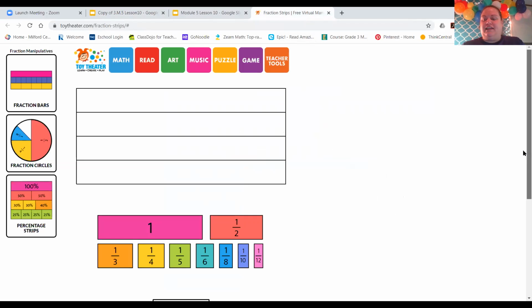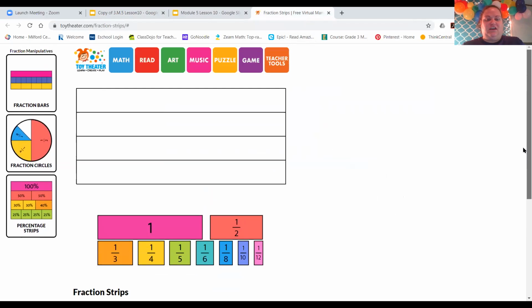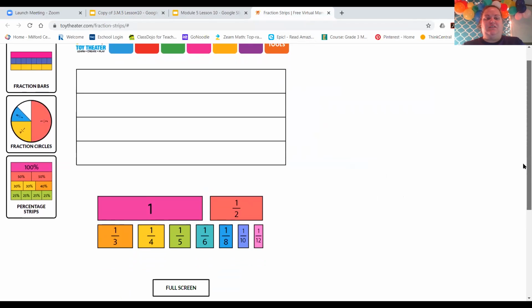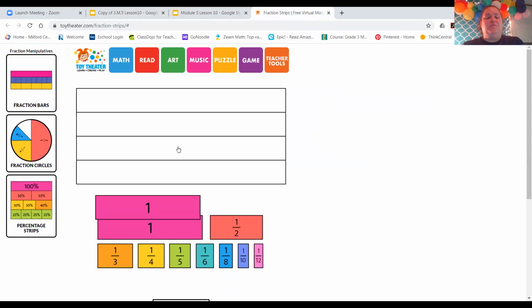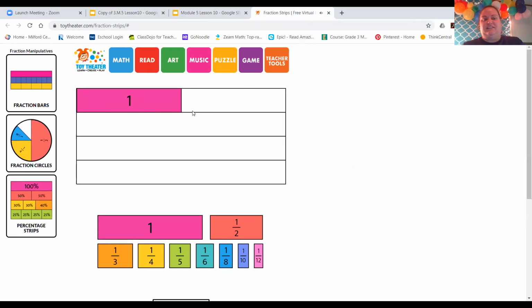It's called toytheater.com fraction strips, so that you can do this on your own if you choose. I like this one because you can play with the tiles any way you want to, but it does get a little frustrating because it doesn't take up the whole strip, but that's okay. So when we're looking at fractions, we're comparing the pieces of them. So this is one whole piece. Now I'm going to pull my halves up, and I can see here to make a whole I need 2 halves.